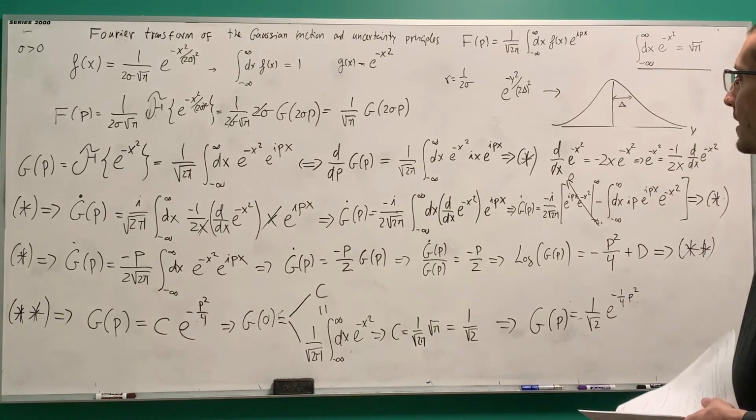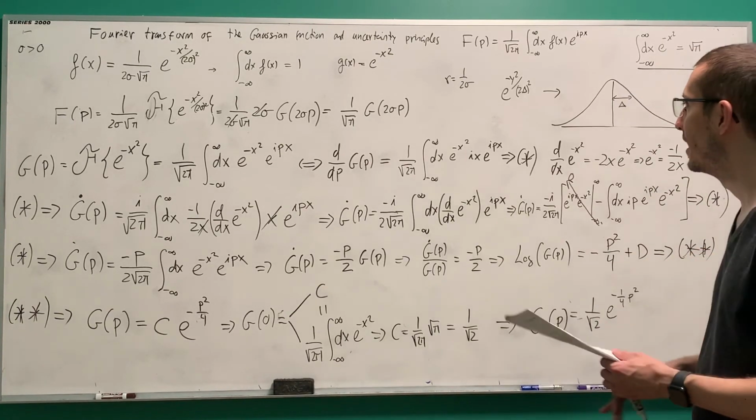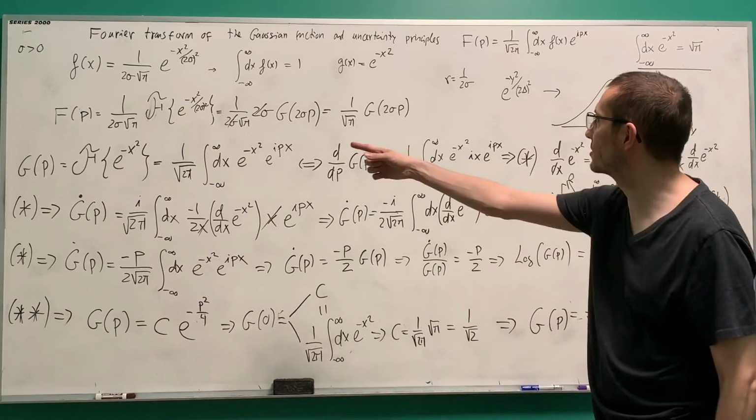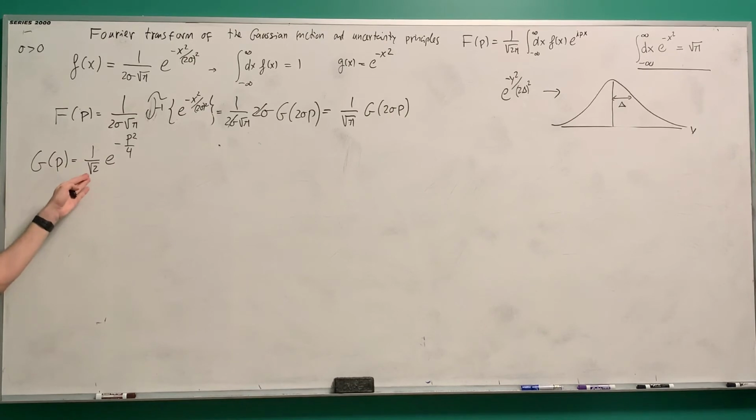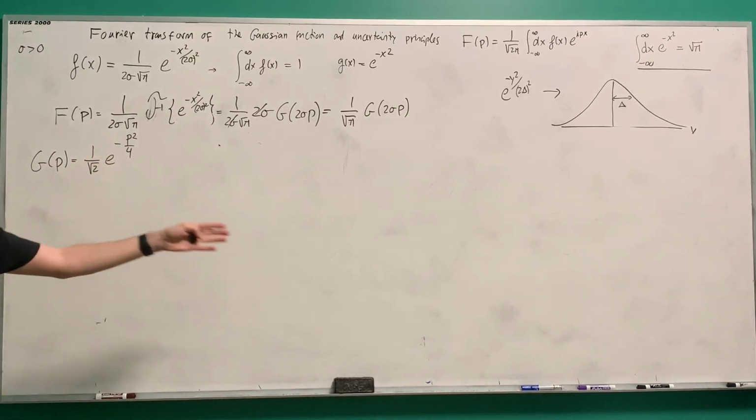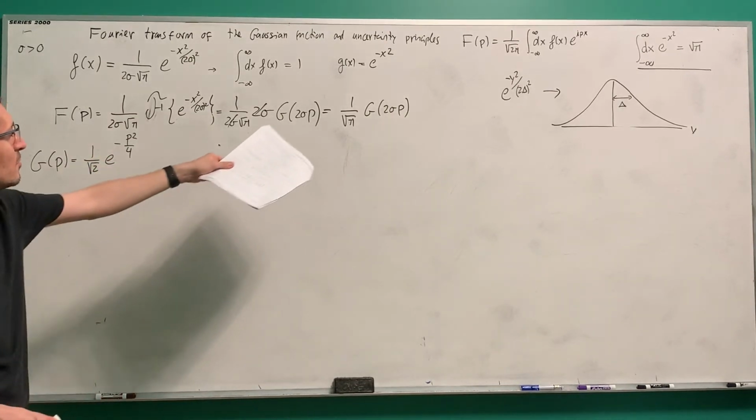Wonderful. Now that we have the result, let's erase all the derivation, put the result there, and solve for f of p, which is what we want. g of p is 1 over root 2 e to the minus p squared over 4 that we had over there. Now we just need to substitute in here.